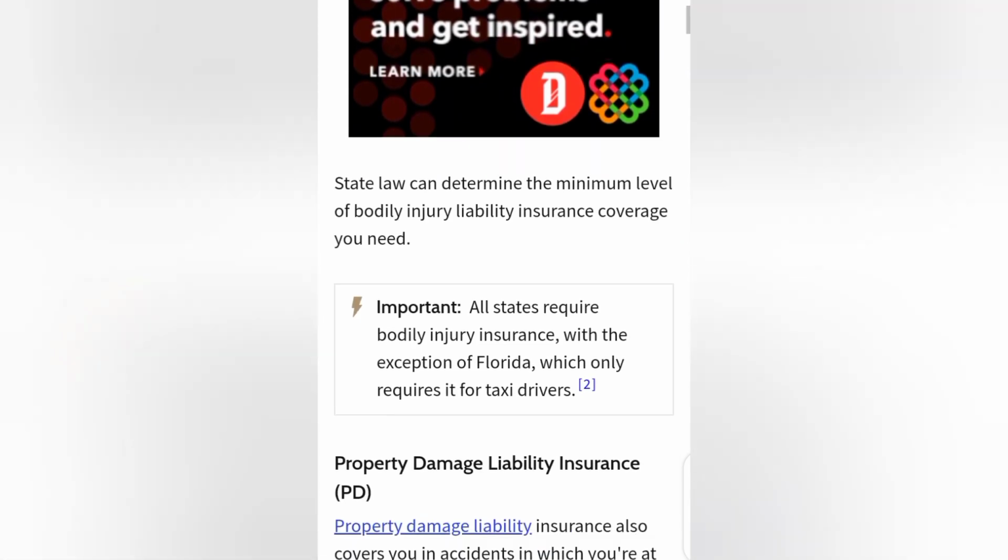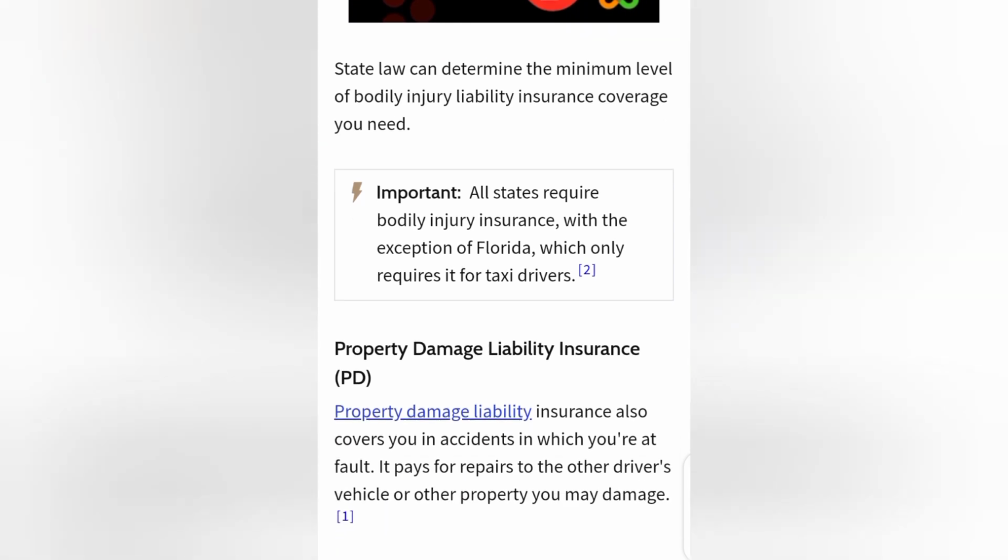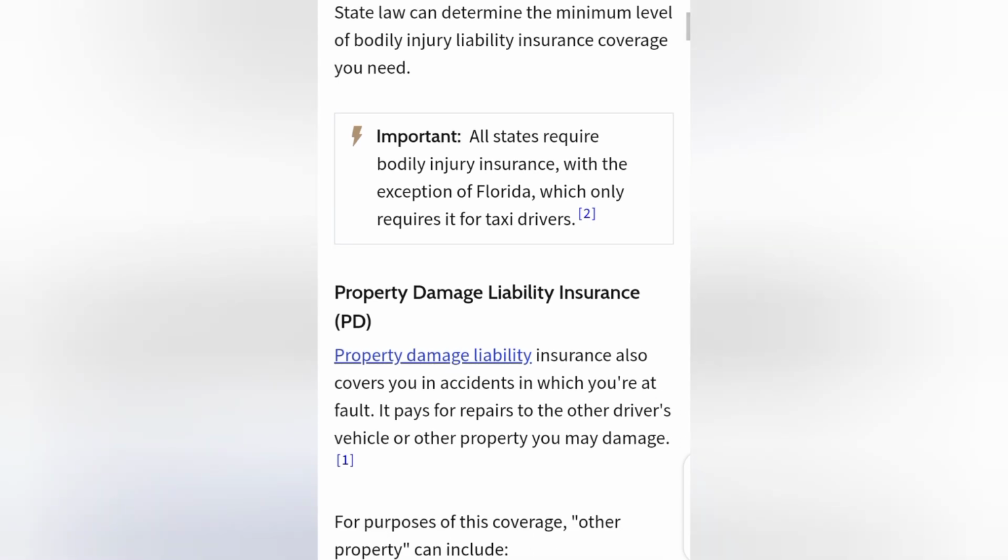State law can determine the minimum level of bodily injury liability insurance coverage you need. Here is an important point for you. All states require bodily injury insurance with the exception of Florida, which only requires it for taxi drivers.